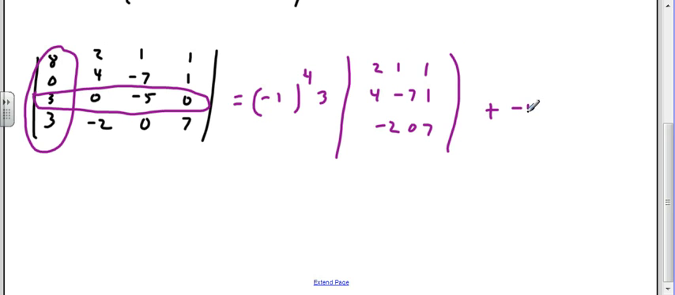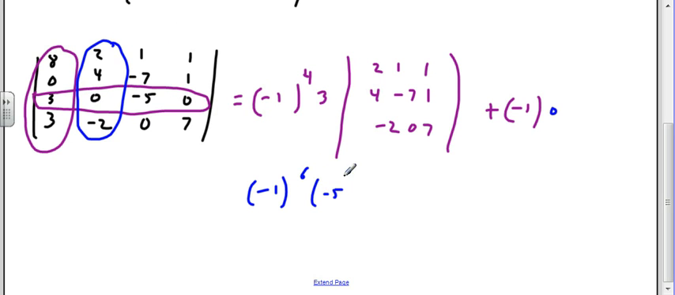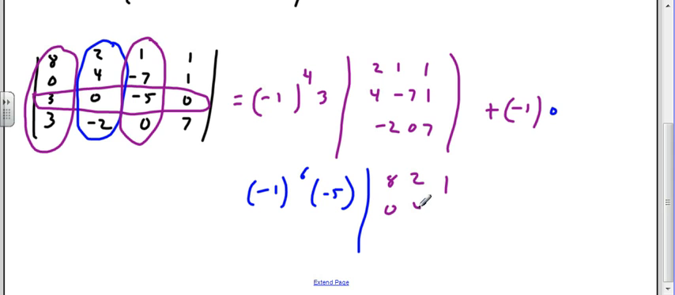Plus minus 1 to the row plus column. Well, that's a 0, so it doesn't matter. So the next guy is minus 1 to the row plus column, 1, 2, 3, 4, 5, 6, to the 6, times minus 5, times what's remaining. So I get rid of him, and I have 8, 2, 1, 0, 4, 1, 3, minus 2, 7. And the last guy is 0.